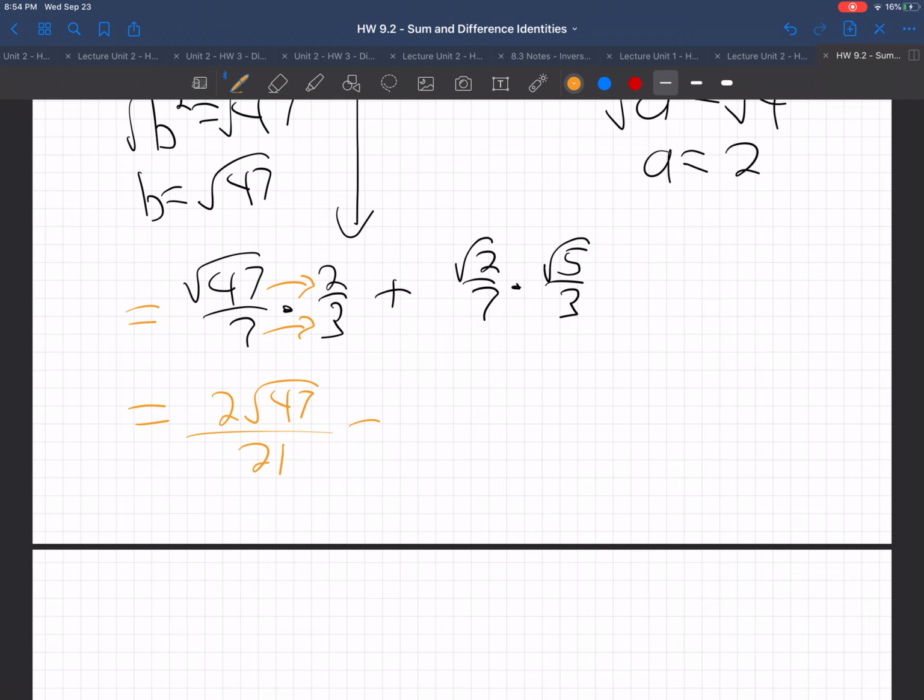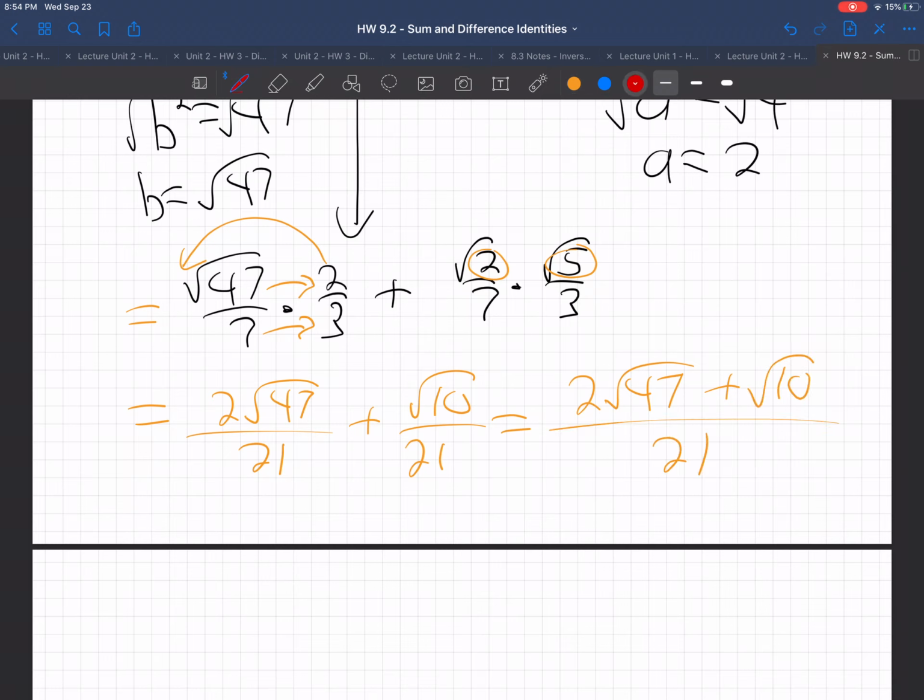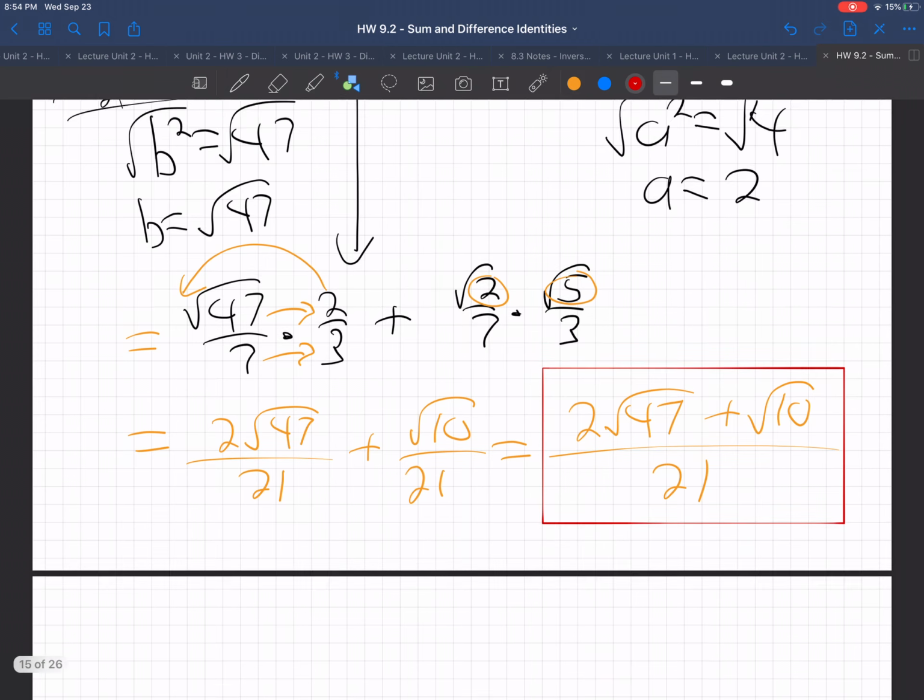3 times 7 is 21. This is root 10, because these are both in roots. They multiply, whereas this 2 is outside, so it stays outside. So that's it. 2 root 47 plus root 10 all over 21. We did it. There is the exact answer. They asked us for an exact answer, no decimals. So that was a lot of work.